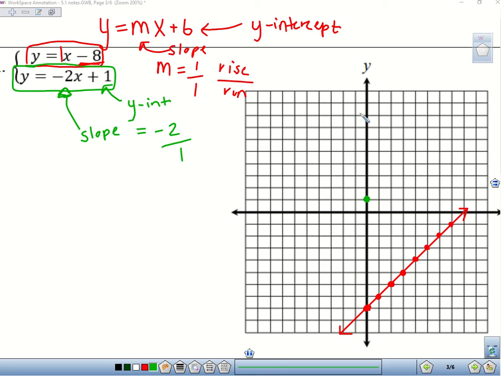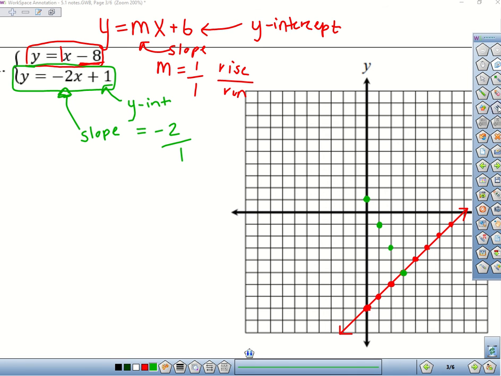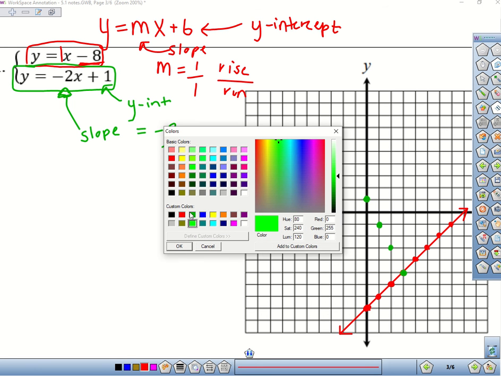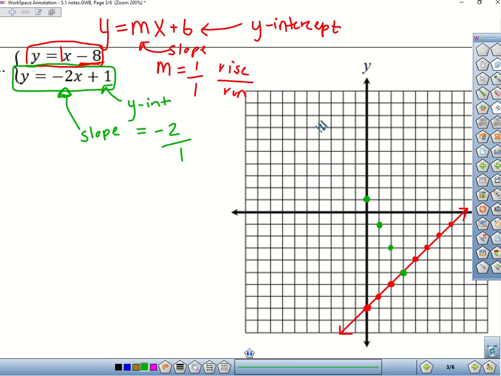So this is my slope, which is -2 over 1. So we go down 2 units, 1, 2, and over 1. Down 2 over 1. And you just repeat this until you form a line. And it'll look like this.